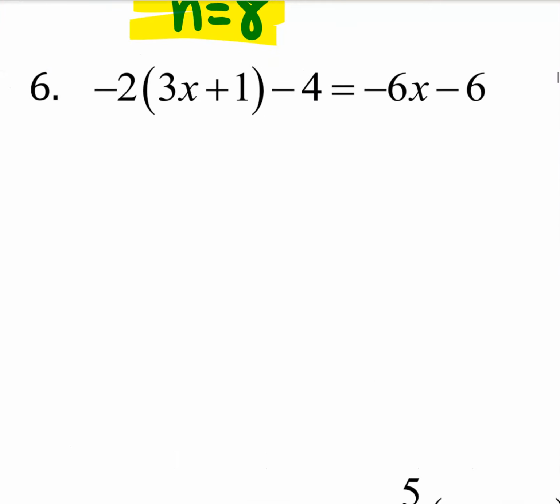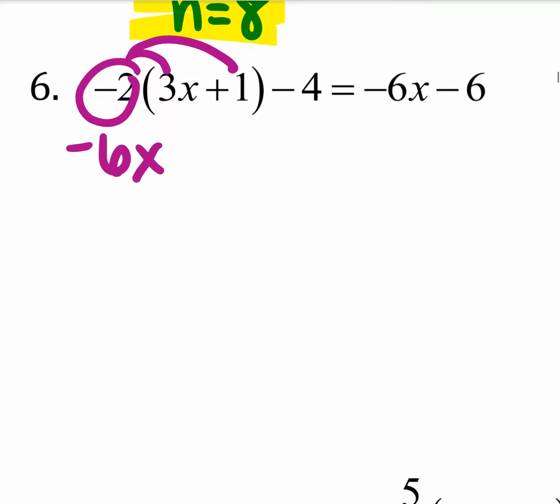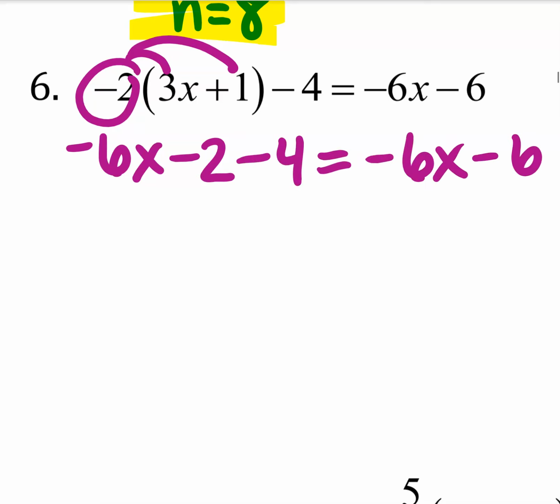Okay, so number 6, there's just a couple steps before you start moving things. Again, I know this is review for a lot of you guys, so a lot of you are like, yeah, I know how to do that. So you can kind of skip around if you need to. This -2 is on the outside. So we are going to distribute that inside just to the parentheses, not to that -4, because the -4 is outside. So -2 times 3x is -6x. -2 times 1 is -2. Minus 4 equals -6x minus 6.